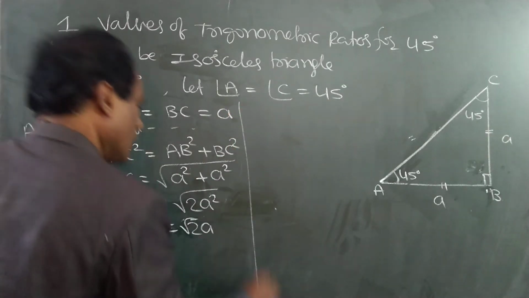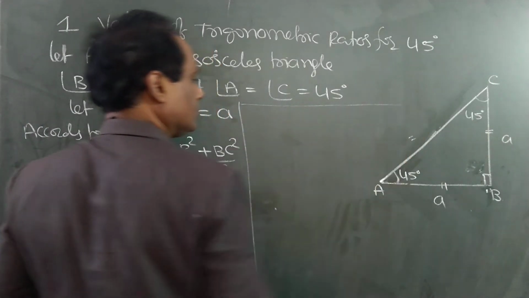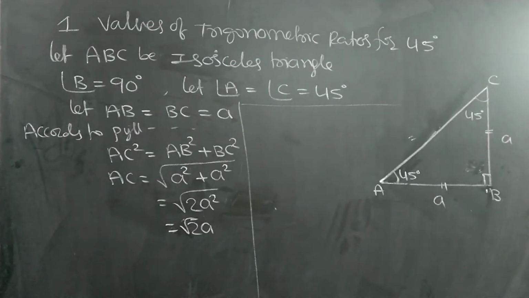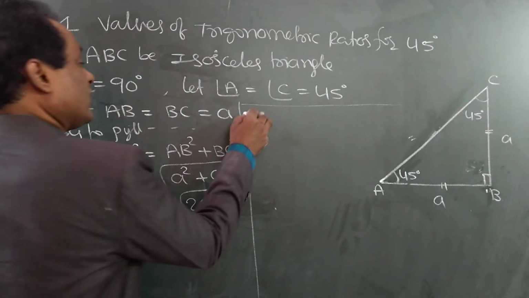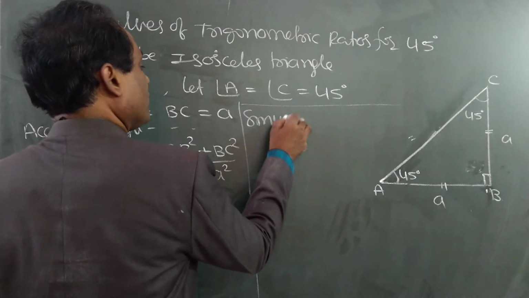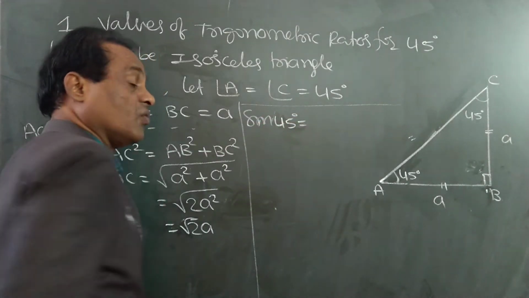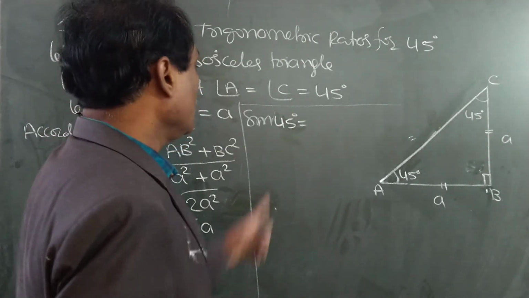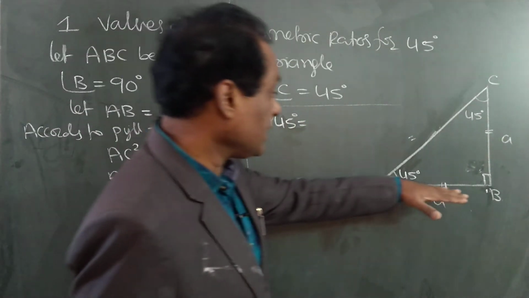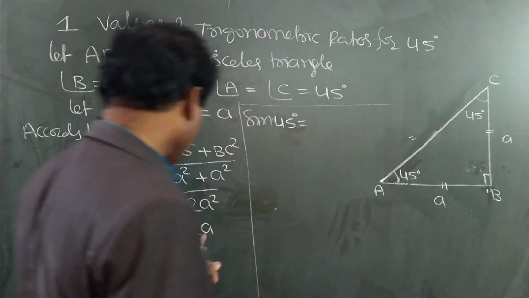Now, see here, don't write. What is sine 45? See here, a very important formula we are writing, the sine definition. What is the sine definition? Sine is, this side we got as root 2, you know.